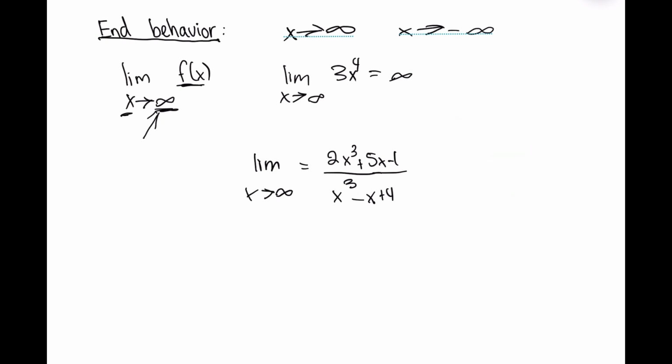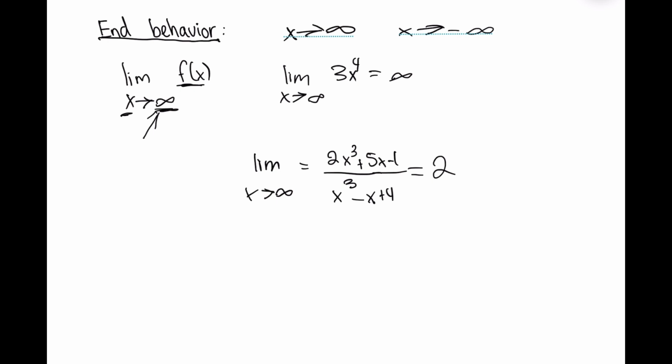The limit of this function as x approaches infinity is just 2, because the leading terms, 2x cubed and x cubed, will just cancel each other out. And the 2 is the only thing that's left. So what this means is that even as x approaches negative infinity, it will still be 2.